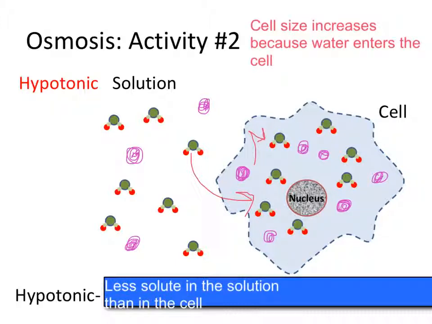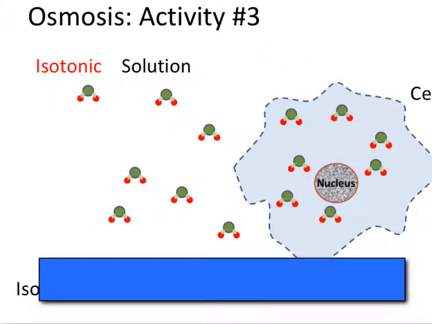So I'll say that again. The cell size increases because water has entered the cell if you place it in a hypotonic solution. And finally, as you can probably guess, we have our last situation, which is called isotonic, where things are the same. So we have, we'll say, 3 solute molecules out here, 3 solutes inside, so there's equal level of saltiness, and so now the cell's pretty much happy.